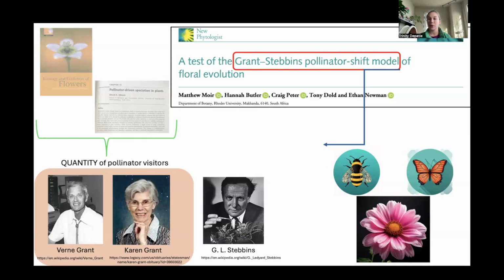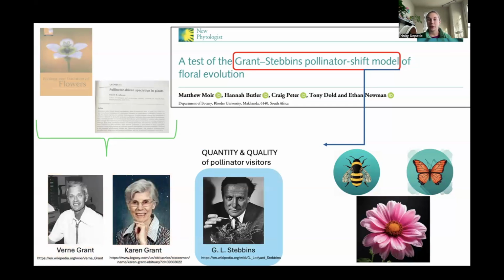So in this scenario, if butterflies are visiting this plant more frequently in larger numbers, in subsequent generations, you might see that this plant has evolved to butterfly pollination. Whereas Stebbins, our other character in this story, focuses on quality. He says that's great, but we also have to focus on the quality of the pollinator visitors.